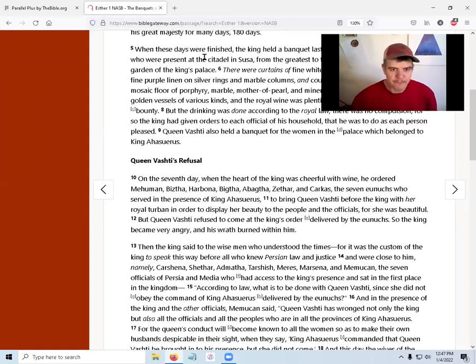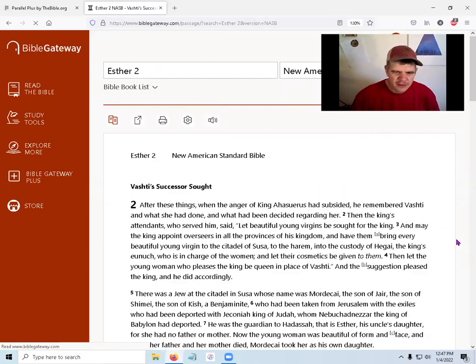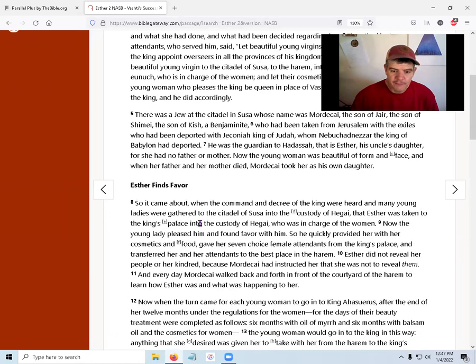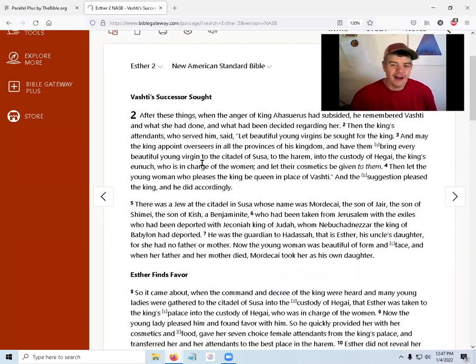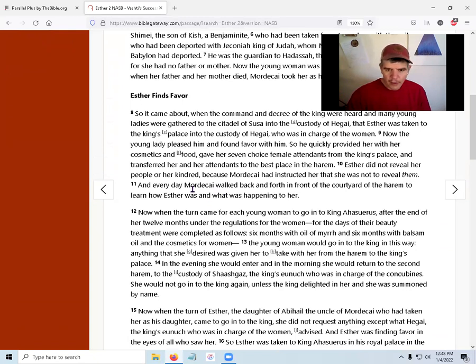All right. But we're going to look at Esther chapter. Vashti's successor, Esther, finds favor. It came about when the command and decree of the king were heard, many young ladies were gathered to the citadel of Susa. King Ahasuerus is like, Vashti, you're gone. I need another queen, though. Vashti did not come before me because she refused. I need another queen. Esther finds favor. Okay.